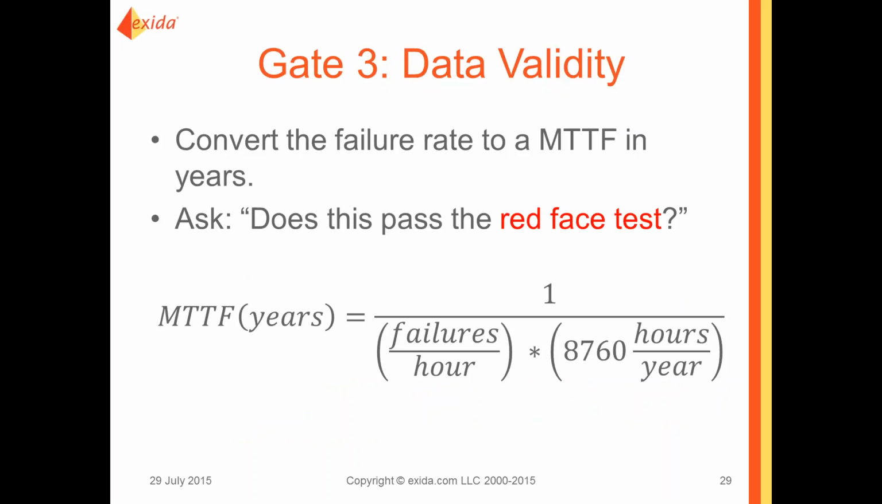Gate 3 would be data validity. What I tell people is convert the failure rates and FITs that you're given to mean time to failure, and then say, is this a reasonable number? Is one failure in 2 million years reasonable? Probably not. Is one failure in 200,000 years reasonable? Probably not. Is one failure in 10,000 years reasonable? Probably not. So that's a really good way, because FITs are kind of obscure.